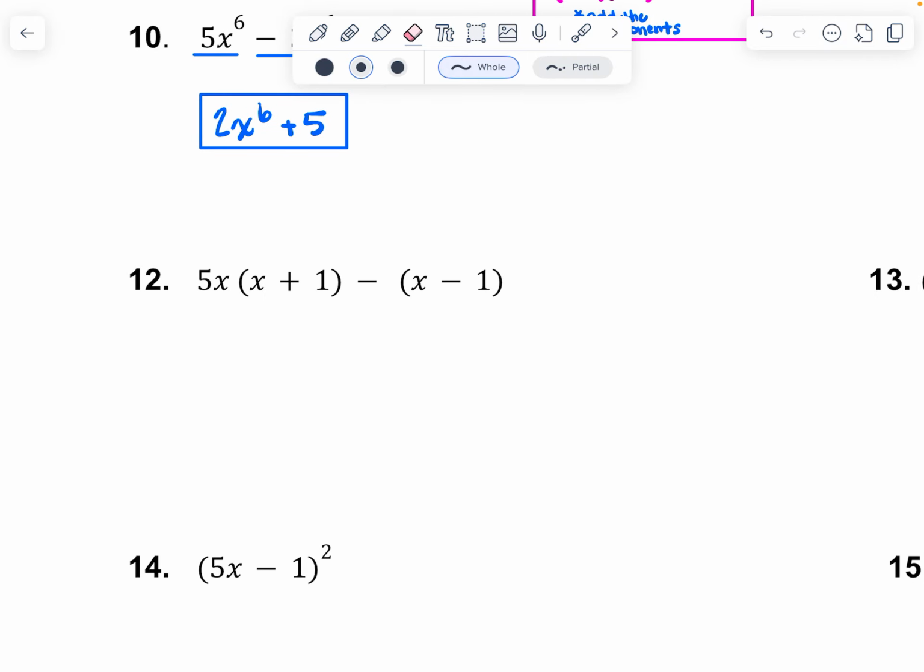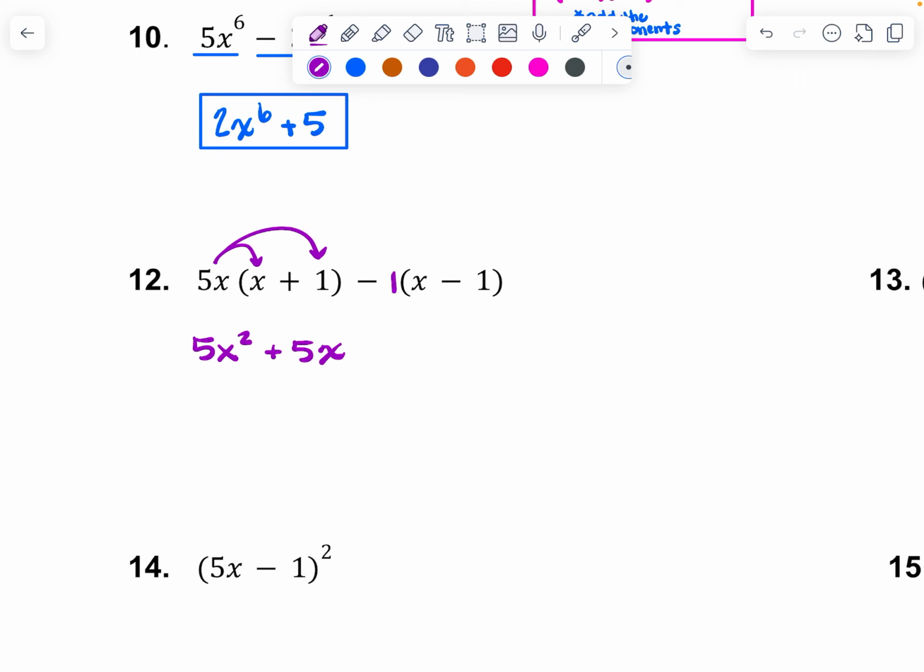All right, number 12 is very similar to number 11. I notice I have parentheses, and I have multipliers in front of those parentheses, right? So my first parenthesis has a 5x multiplier. So I'm going to multiply 5 times x, which, again, has an understood 1 right there. So it's technically just a 5 times a 1, just like normal. So that's going to give me 5, and then x times x is, of course, x squared, because I add the exponents. And then 5 times positive 1 is positive 5x.